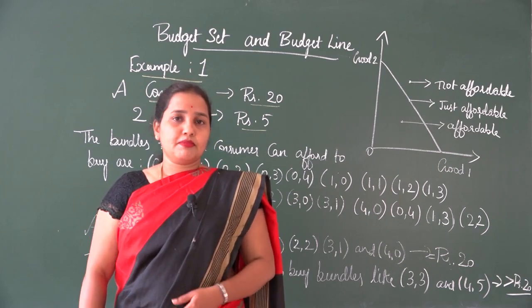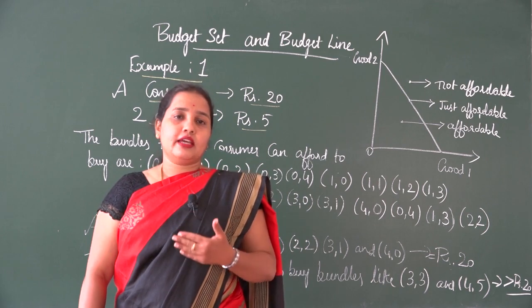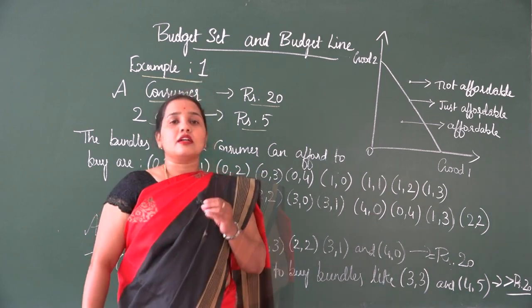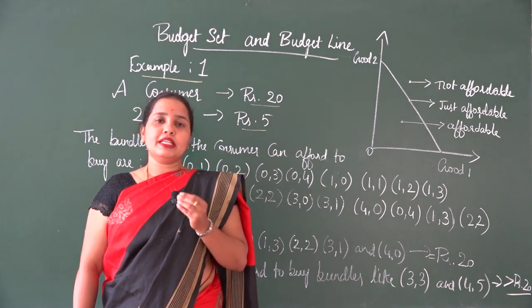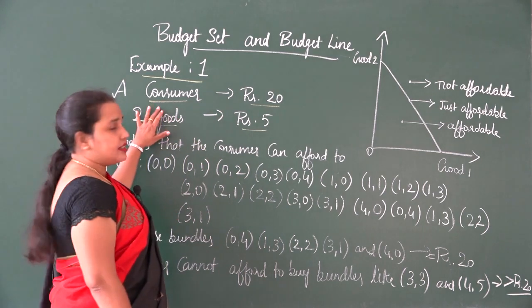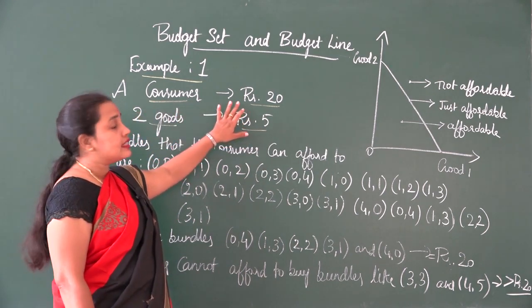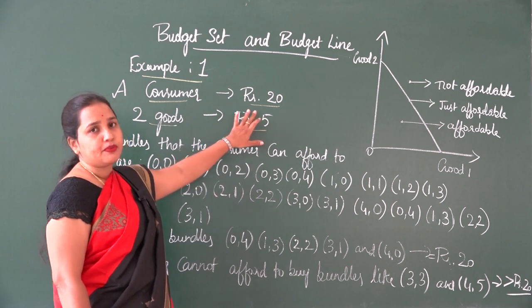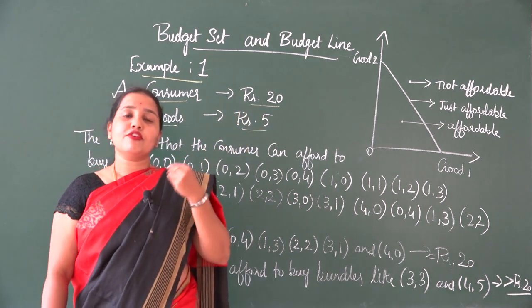The first example that we need to consider to understand budget set and budget line clearly is a consumer who has a fixed money income of rupees 20. In this example, we are considering a consumer who has a limited money income of rupees 20, and he is buying the combination of two goods.